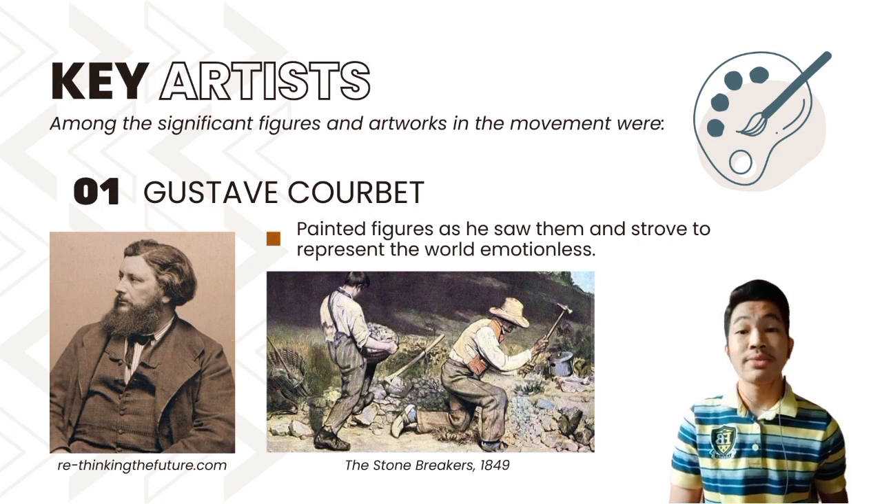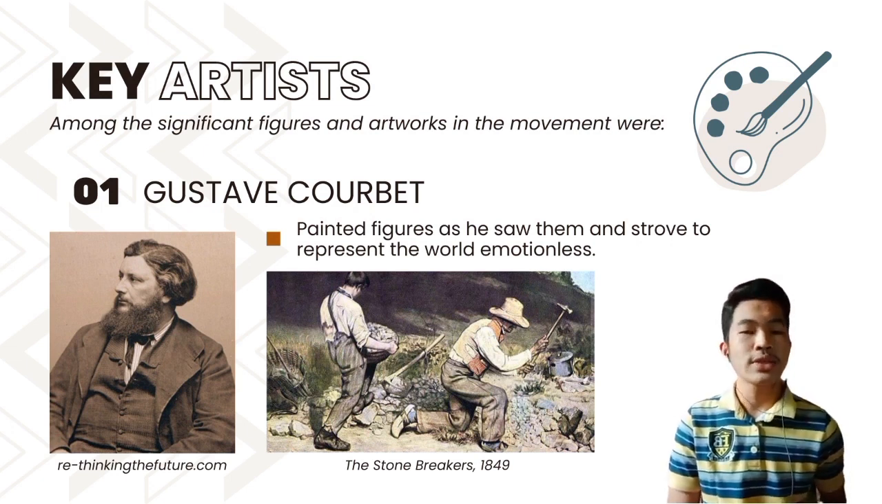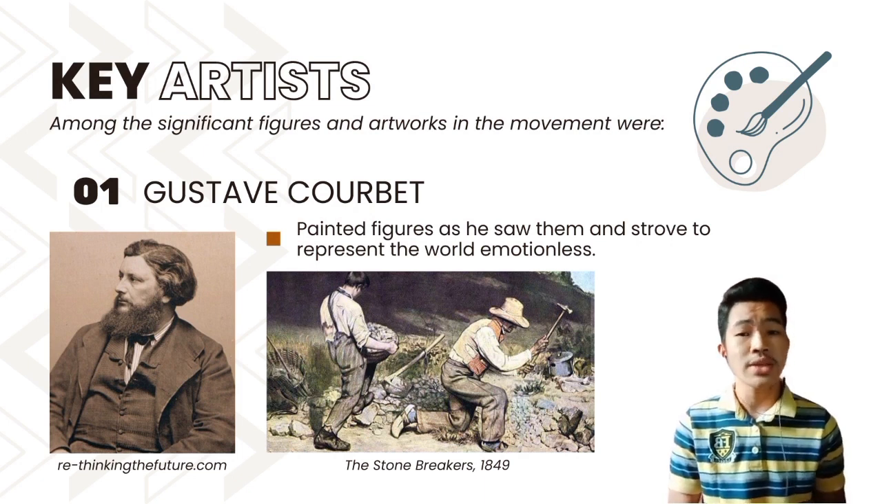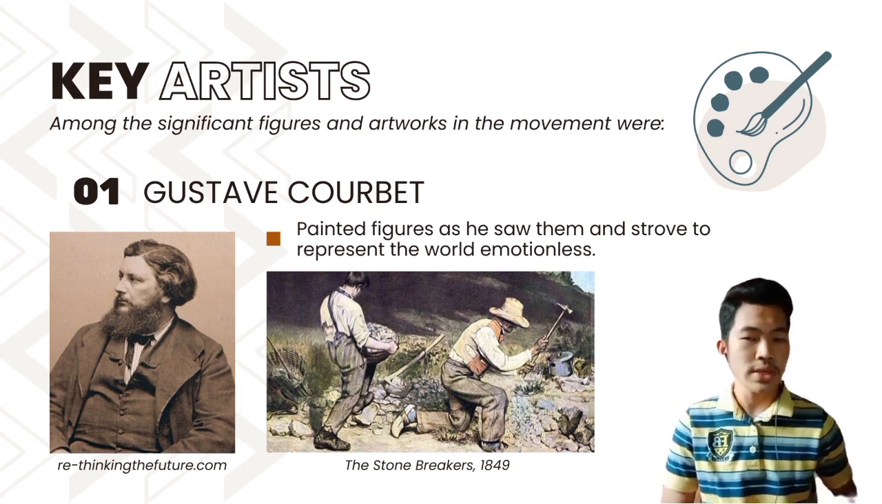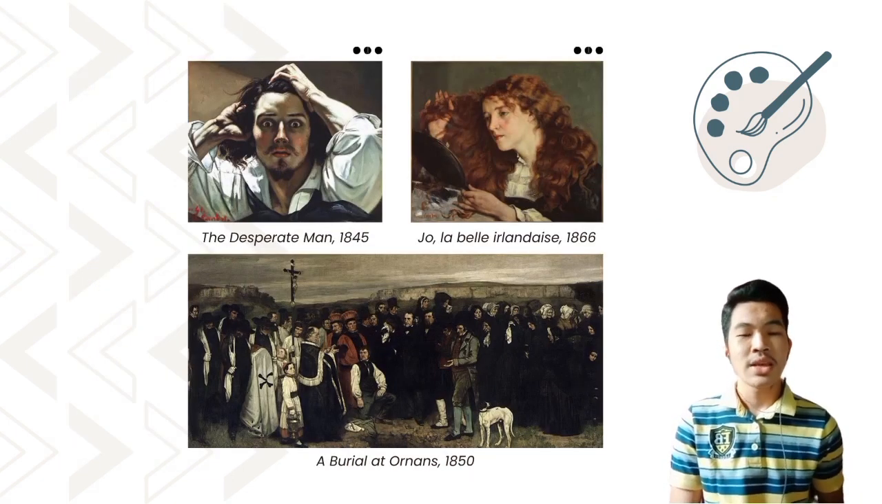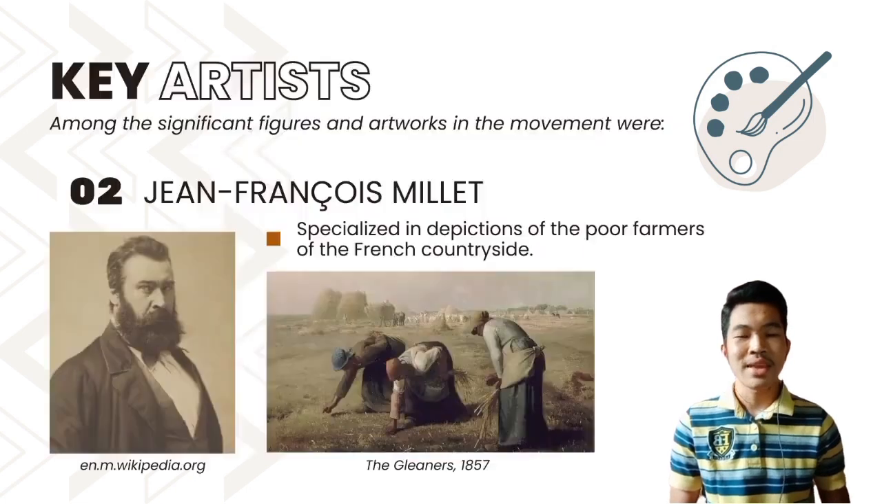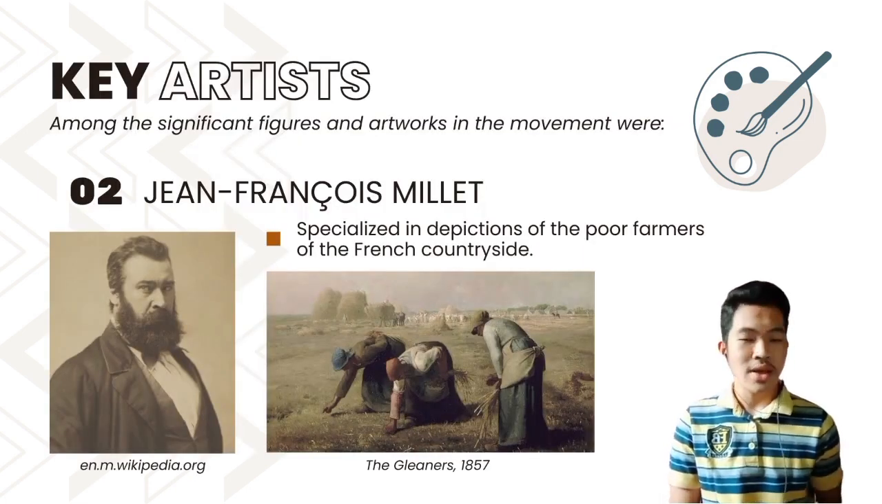He often spoke against the romanticization of the world through art and strove to represent the world emotionlessly through his paintings. One of his most famous paintings, The Stone Breakers in 1849, featured laborers with their faces turned away from the viewer, toiling in dirty clothes to create gravel for a road, depicting many of the features of realist paintings such as a focus on everyday workers and settings. Some of his artworks include The Desperate Man in 1845, A Burial at Ornans in 1850, and Jo, the Beautiful Irish Girl in 1866. Second, we have Jean-Francois Millet.